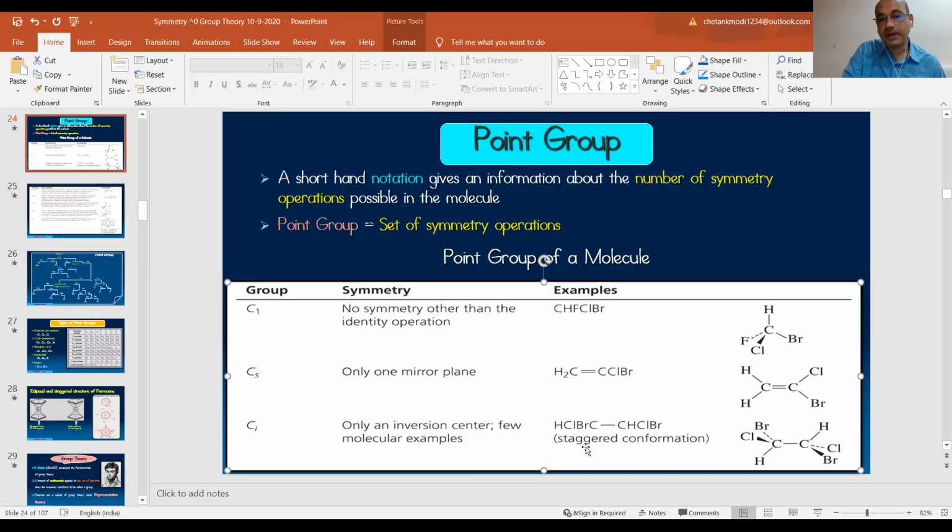And this is the molecule in the staggered structure. Now, in these staggered conformations, only the center of symmetry i is present, which we have already discussed earlier, and identity is present. Therefore, the point group is Ci.